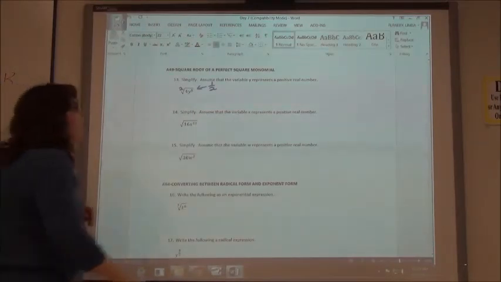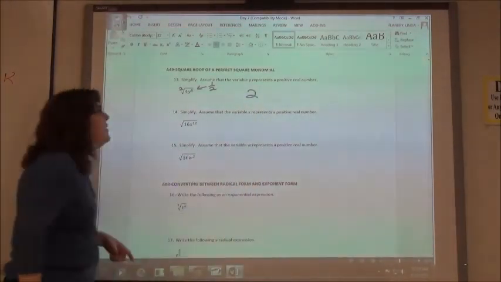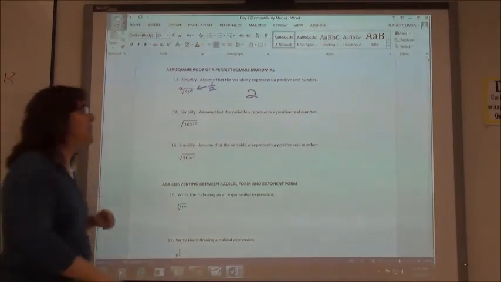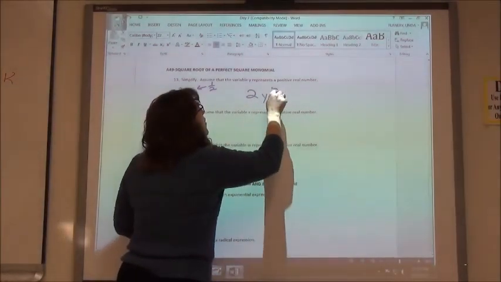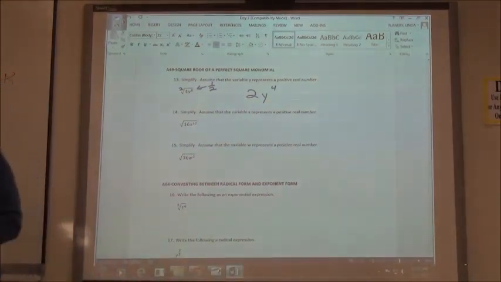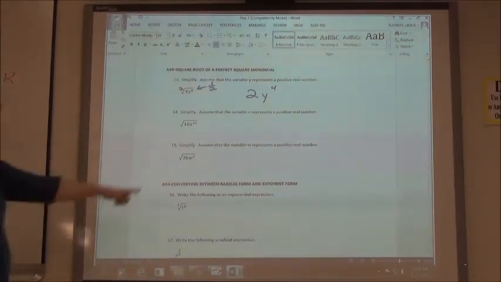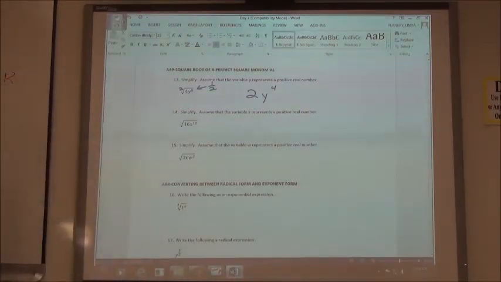We know the square root of 4 is 2. The square root of y to the 8th is going to be y to the 4th. If you took 2y to the 4th times 2y to the 4th, you get the 4y to the 8th. That's what a square root is. What times itself gives me this value underneath.